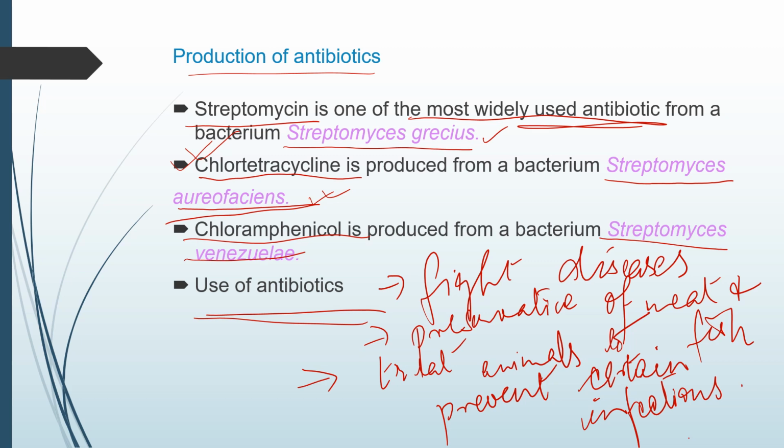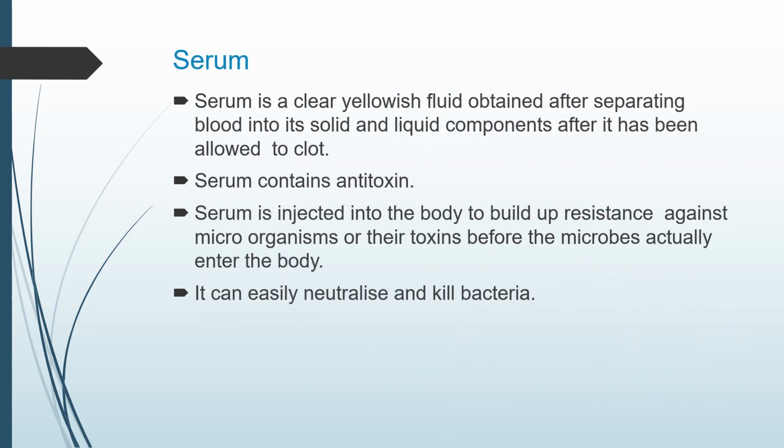So let us move on to the next. Now next comes serum. So what is serum? Serum is a clear yellowish fluid. We all know that after the blood is allowed to clot and separates into its solid and liquid components, the clear yellowish fluid is called the serum. This serum contains the antitoxin part. The liquid part which is yellowish in color is the serum, and serum is injected into the body to build up resistance.